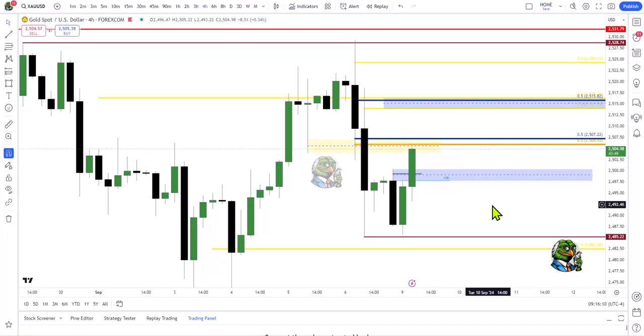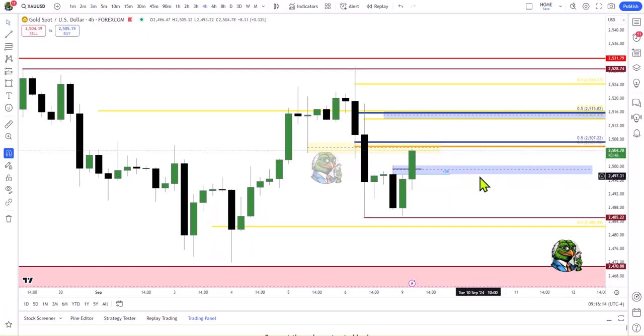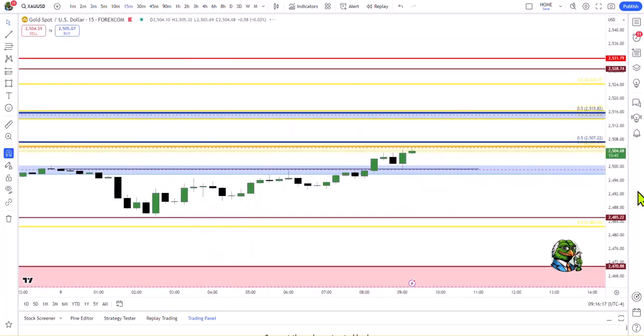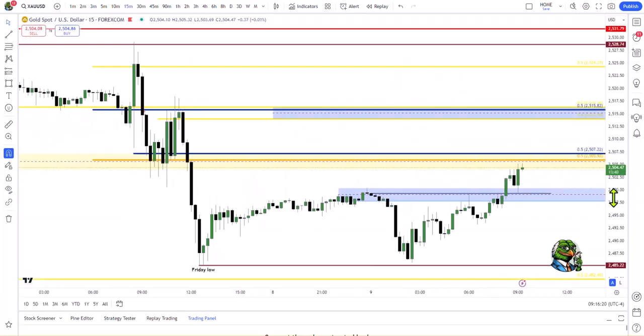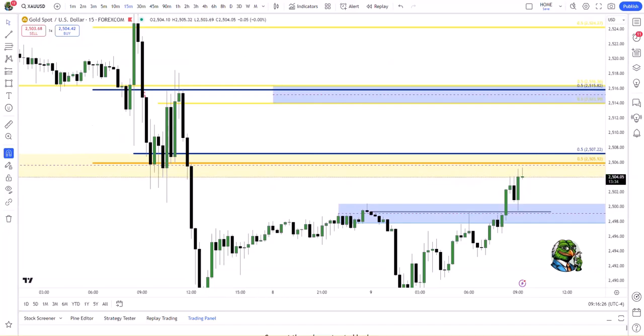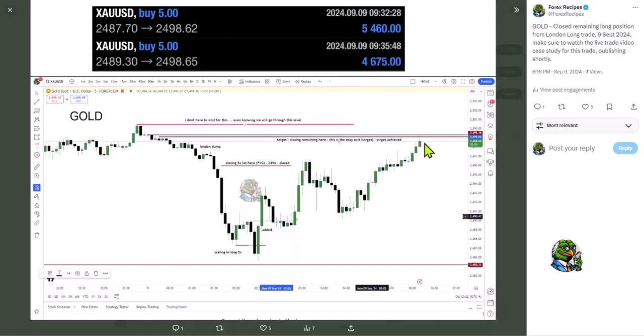I'm going to stop this recording now, and I'm just going to journal this trade once I close it out. Let me quickly talk about this trade here that I did, which was the trade that I entered in London Open.